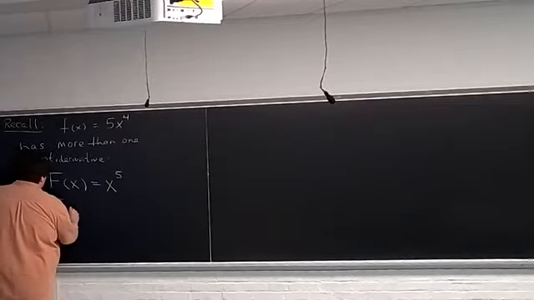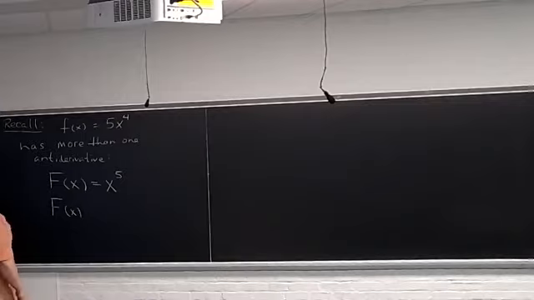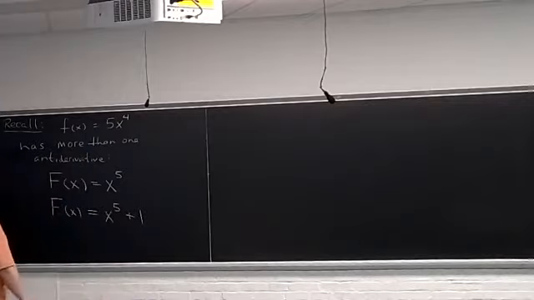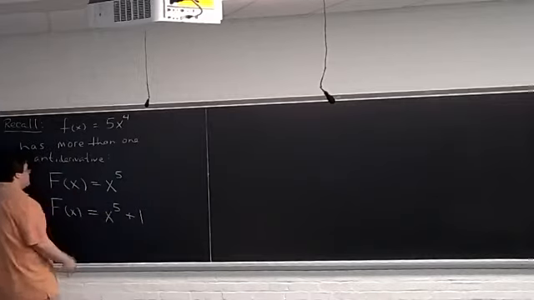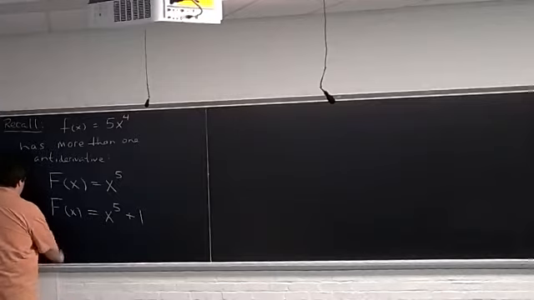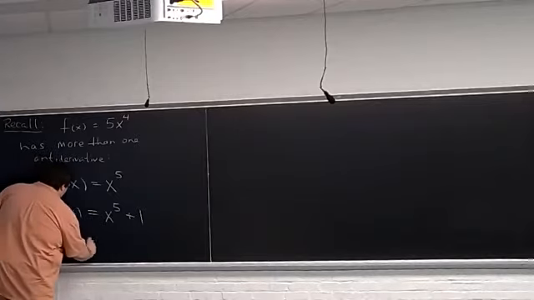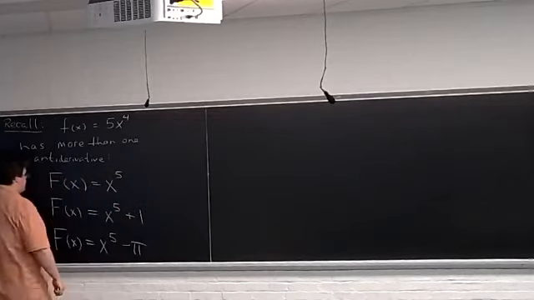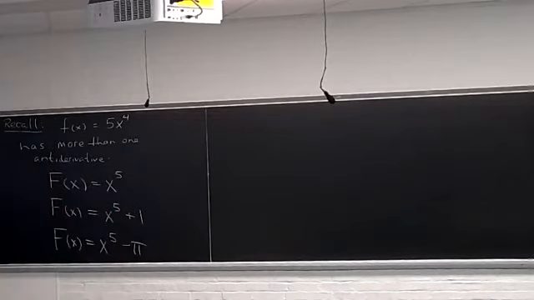But we also recalled that the derivative of any constant is 0. So another possible antiderivative for 5x to the fourth is x to the fifth plus 1, because the derivative of x to the fifth plus 1 is also 5x to the fourth. And that constant can be any constant. Now, it could have been, I forget the constant I used last week. This time I'll write negative pi. The derivative of that third possible capital F of x is also 5x to the fourth.